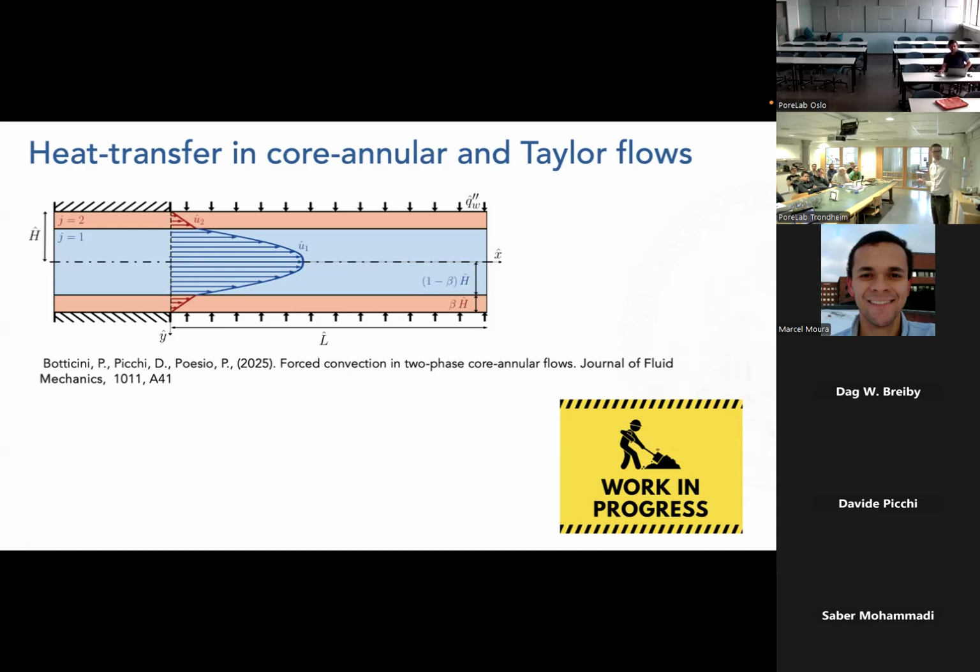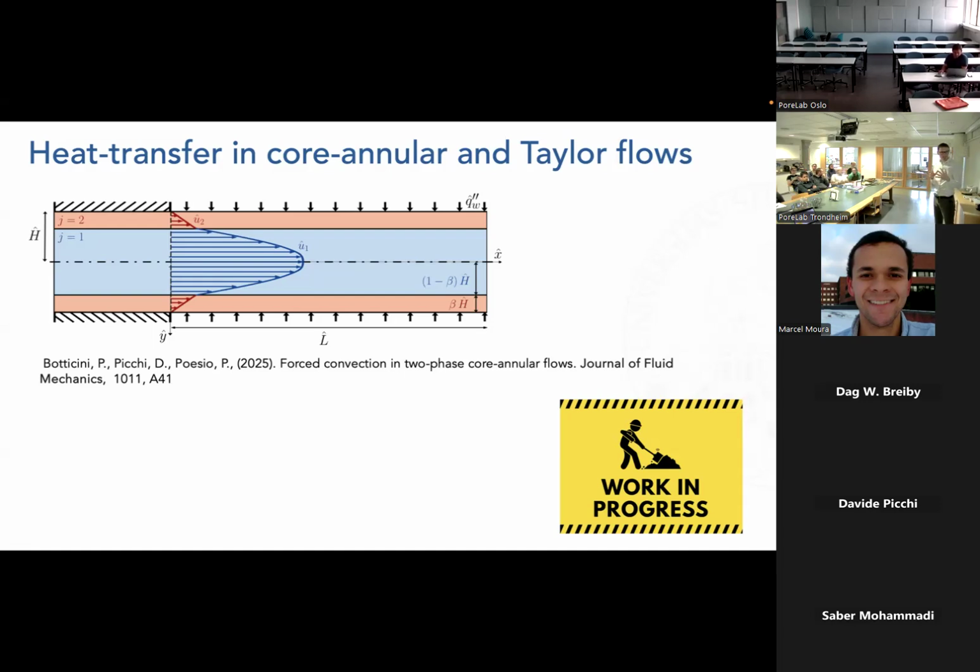So we developed a similar model to describe the heat transfer in a coannular flow configuration in order to understand how the two phases, again, also here, can enhance or retard heat transfer. We're studying here the classical Graetz problem, where we impose heat flux at the walls, and we want to understand whether and how the heat is transferred from one phase to the other one. And here we're developing a model.